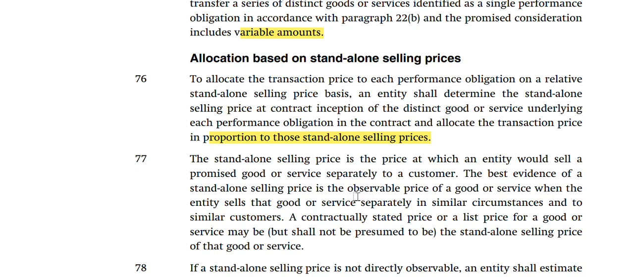The stand-alone selling price is the price at which an entity would sell the promised goods or service separately to a customer. The best evidence of stand-alone selling price is the observable price of goods or service when the entity sells that goods or service separately in similar circumstances and to similar customers. The contractually stated price or list price for the goods or service may be the stand-alone selling price of that service or good.